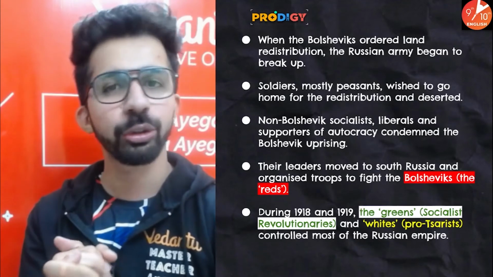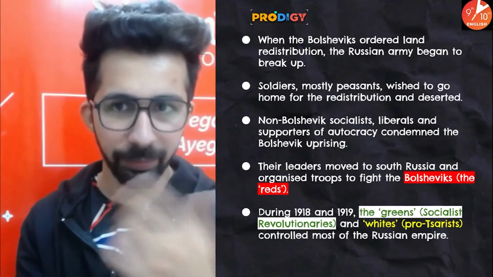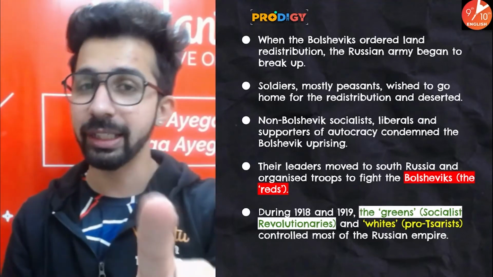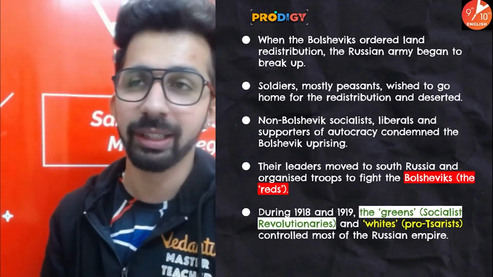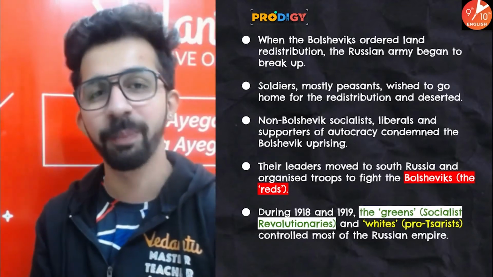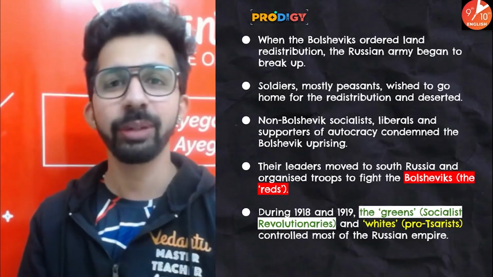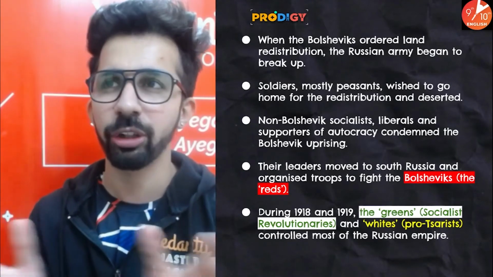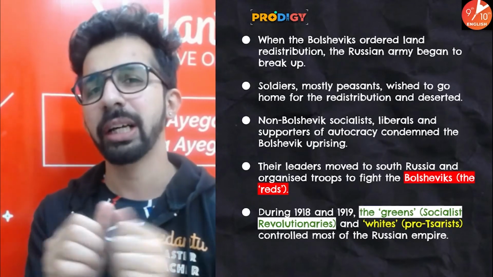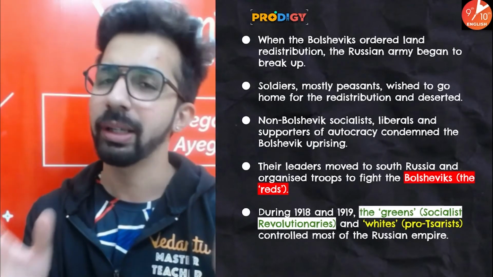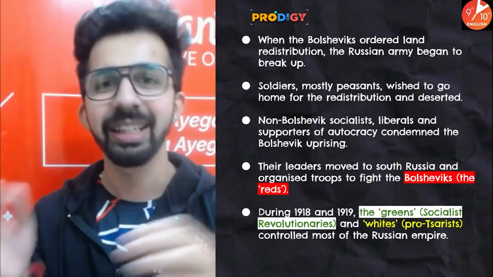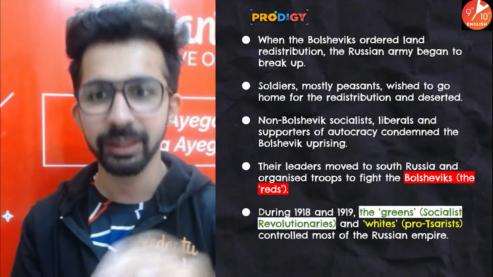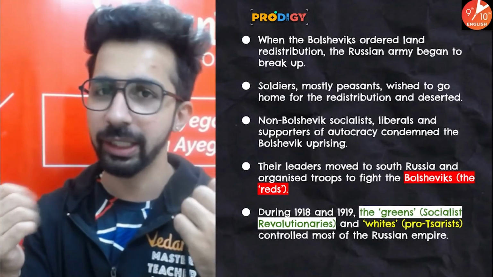So let's understand the further part. Now guys, when the Bolsheviks ordered land redistribution, do you remember Bolsheviks said that peasants can seize the land from the nobles. So guys, as soon as this was announced by Bolsheviks, the Russian army began to break up. Now you will be like, sir, how did the Russian army start to break up? Guys, try to understand. Most of the soldiers in the Russian army were actually peasants. So soldiers were mostly peasants. They wished to go home for the redistribution of the land.